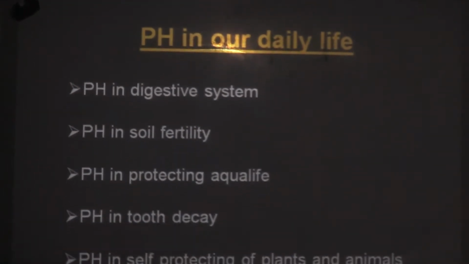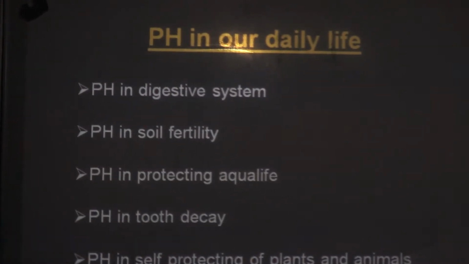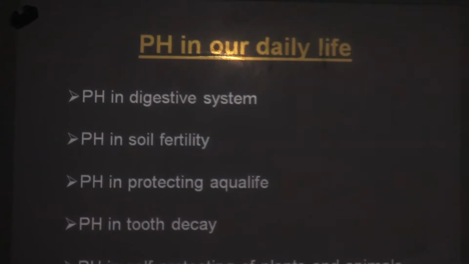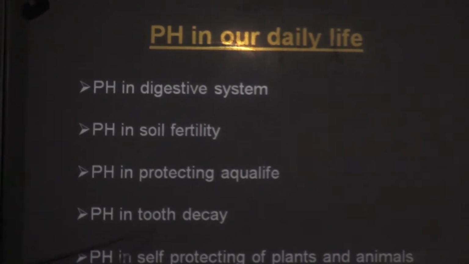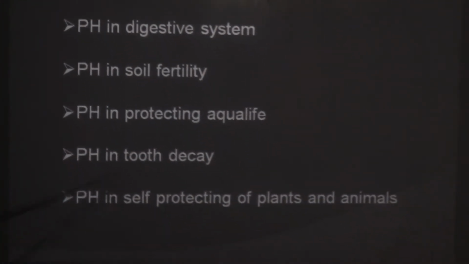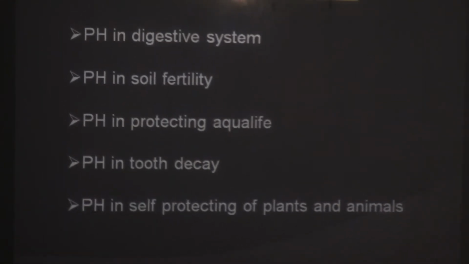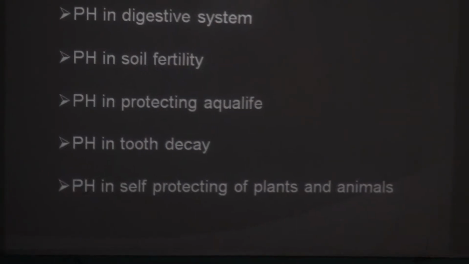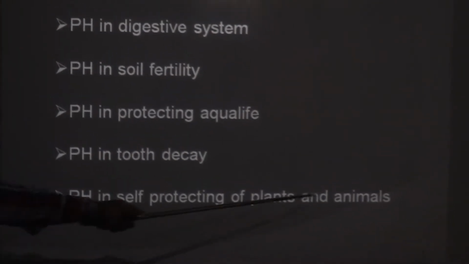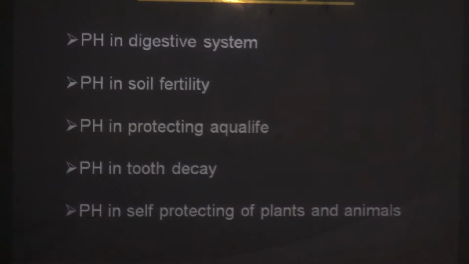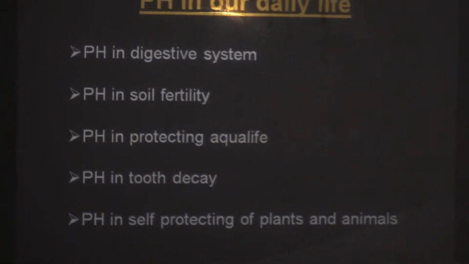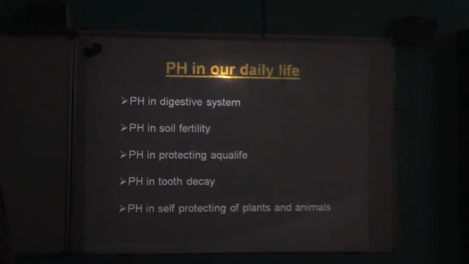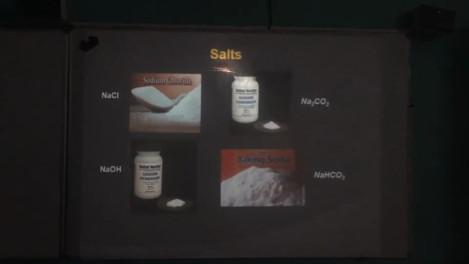pH in protecting aquatic life. pH in tooth decay. Our mouth has a pH of 5.7. If it decreases, tooth decay starts. To protect against tooth decay, we brush daily with a toothpaste, which is a base. pH in self-protection of plants and animals. These are all important topics clearly explained in the textbook. Once you go through it, it will be very easy. So you may be asked some questions on this topic also: pH in our daily life.